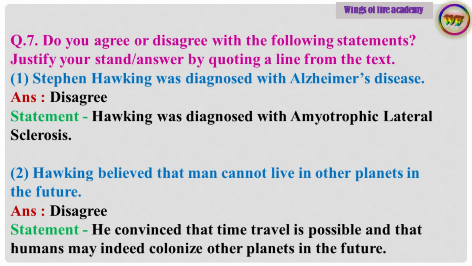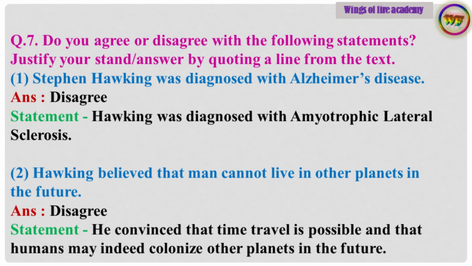Question 7. Do you agree or disagree with the following statements? Justify your stand. Answer by quoting a line from the text. Sub-question 1. Stephen Hawking was diagnosed with Alzheimer's disease. Answer. Disagree. Statement. Hawking was diagnosed with amyotrophic lateral sclerosis.